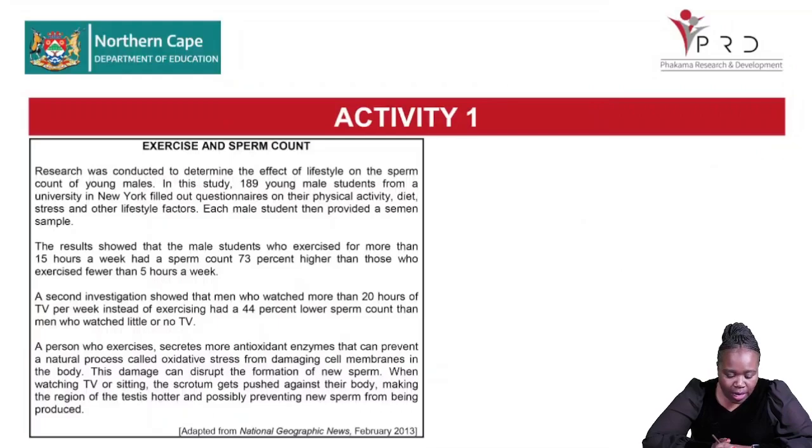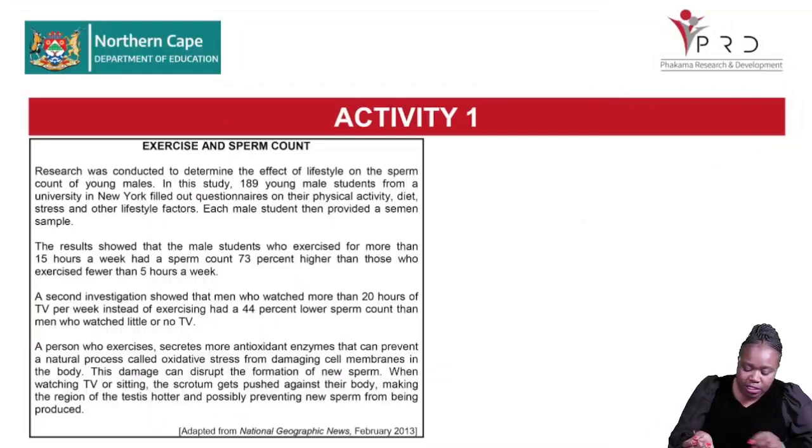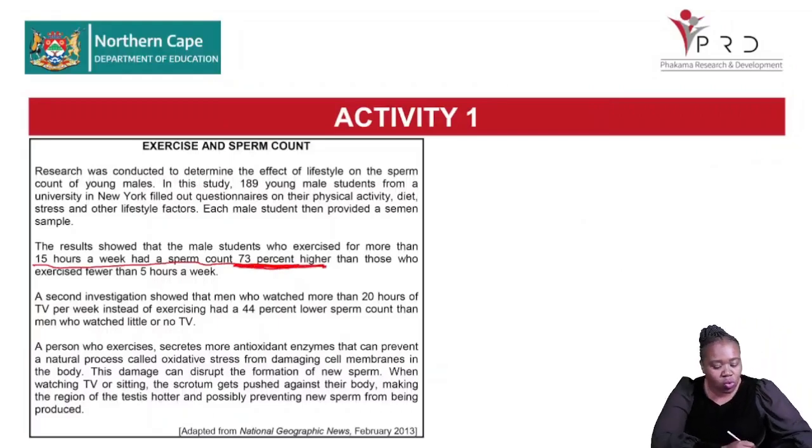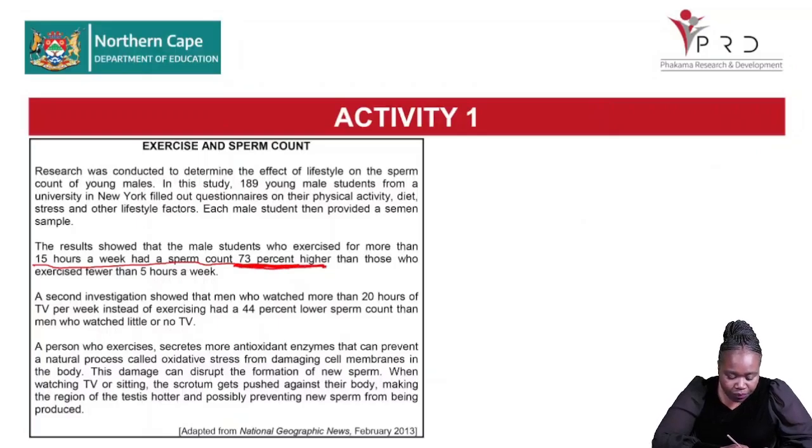In this study, 189 young male students from a university in New York filled out questionnaires on their physical activity, diet, stress, and other lifestyle factors. Each male then provided a semen sample. The results showed that the male students who exercised for more than 15 hours a week had a sperm count 73% higher than those who exercised fewer than 5 hours a week. Right.